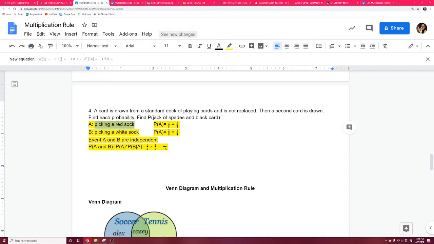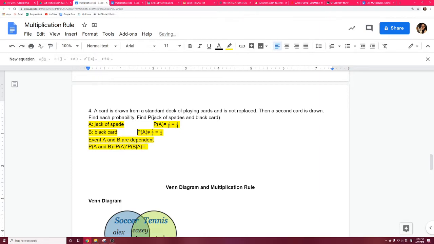This question is saying a card is drawn from a standard deck of playing cards. It is not replaced. When you say it's not replaced, it has to be a dependent event. Then the second card is drawn. Find each probability. The probability we find is Jack of Spades and a black card. So the first event is we're going to pick a Jack of Spades first, and the second event, we're going to pick a black card. This question is quite interesting, I will say. All right, let's do this.